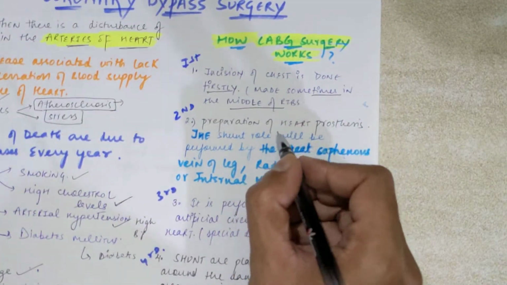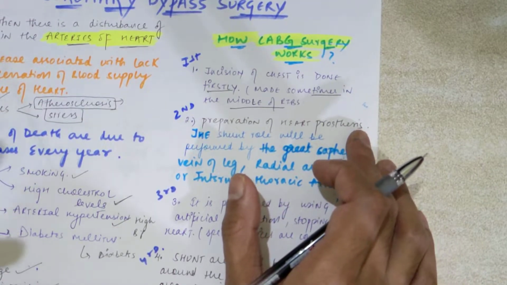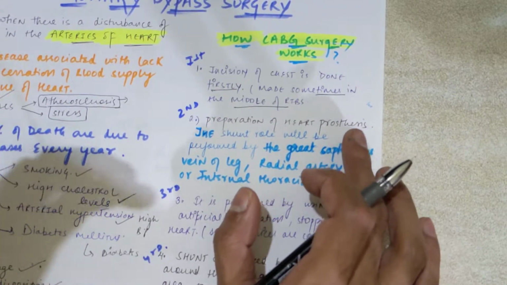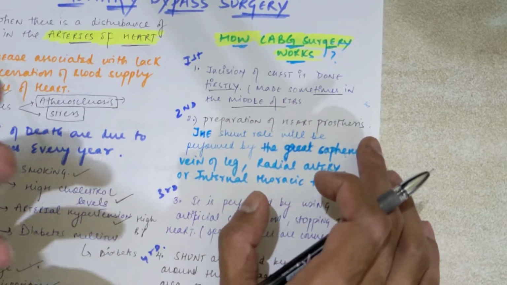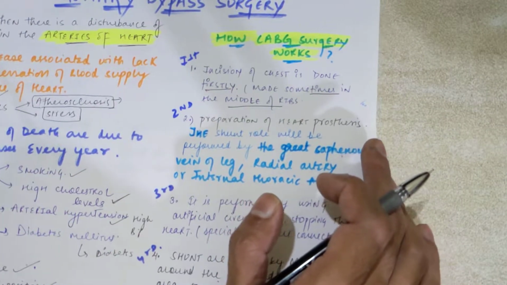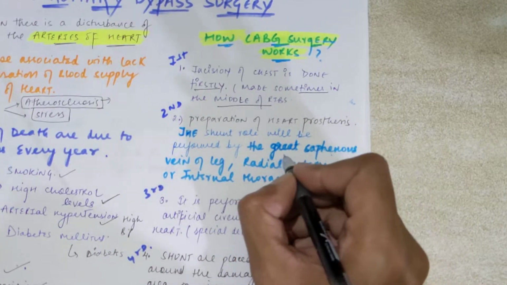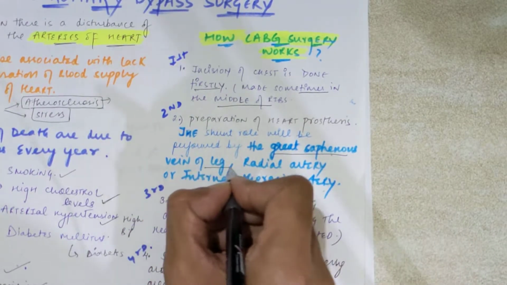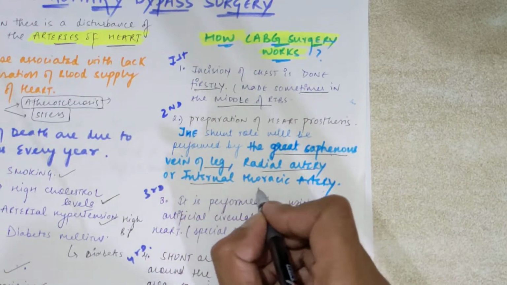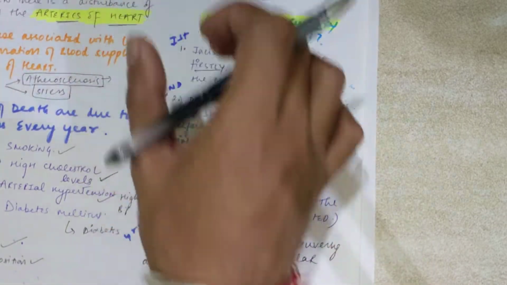Now the second step is we prepare the heart prosthesis. Okay, so now we have to do the bypass surgery. We have to deposit another prosthesis, which is just like a shunt, you can say, which will act as a bypass blood flow for the heart to resume the proper normal blood supply. So in that case we use the great saphenous vein from the leg, the radial artery we can cut, and the internal thoracic artery. Okay, so these are the arteries which are used in the bypass surgery.